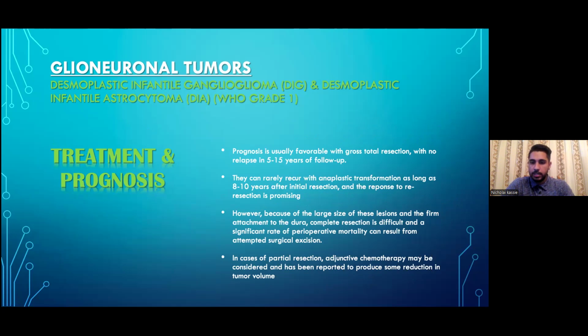However, because of the large size of these lesions and the firm attachment to the dura, complete resection is difficult, and a significant rate of perioperative mortality can result from attempted surgical excision. In cases of partial resection, adjunctive chemotherapy may be considered and has been reported to produce some reduction in tumor volume.